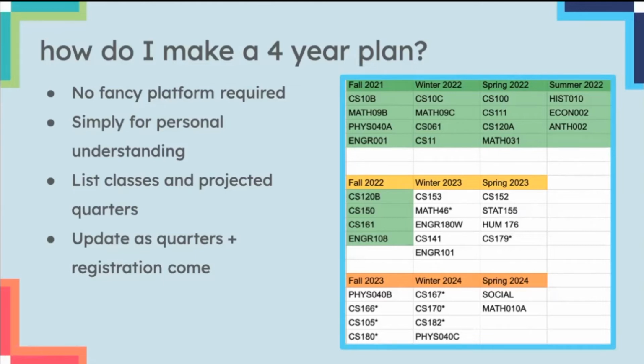Or perhaps you want someone to review it. But the overall objective is that it's for your personal understanding. It's for you to understand when you plan to take those classes and when they're being offered. So this is an example of mine. It's not fleshed out completely, but you can see the format. Notice how it follows the format of the suggested course plan that we showed before, where each row represents a year and each column represents a quarter.